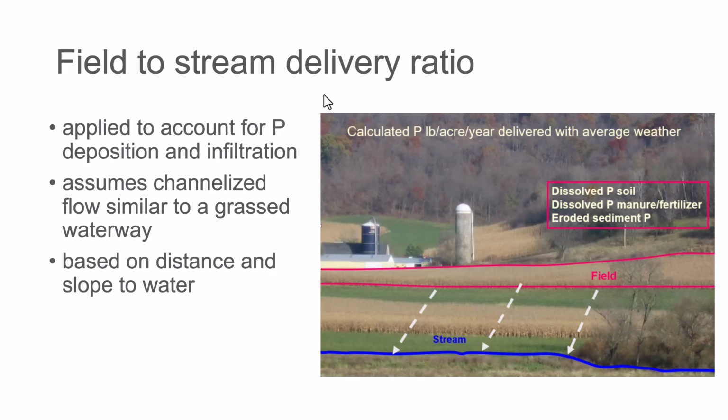So the way that we account for this is using some modeling data that we have that looked at different lengths and slopes of that pathway, assuming a channelized flow in something similar to a grassed waterway, which we know is not perfect, but it's kind of the best we can do under these conditions. And then we look at how much phosphorus is delivered at different distances and different slopes. And so if you're a SNAP Plus user, you've probably seen this data on the fields page when you see the columns distance to perennial water and slope to perennial water. Those are categories that we use to get at the fact that we expect different amounts of deliveries under different conditions.